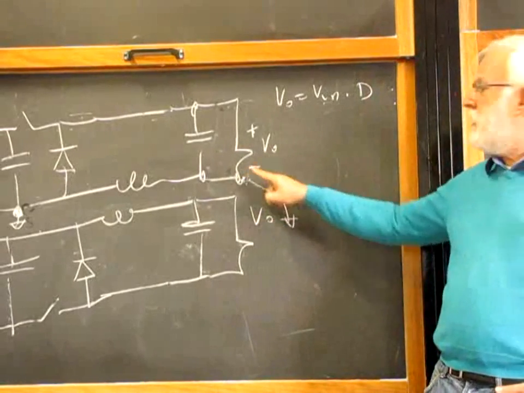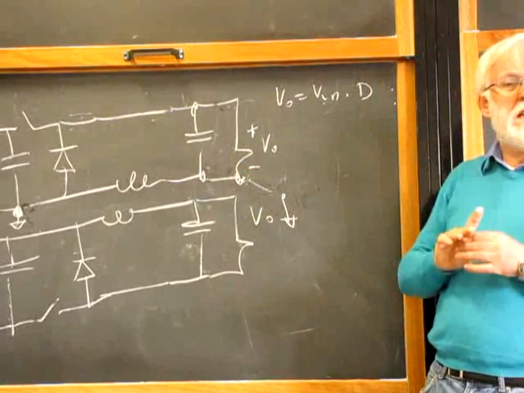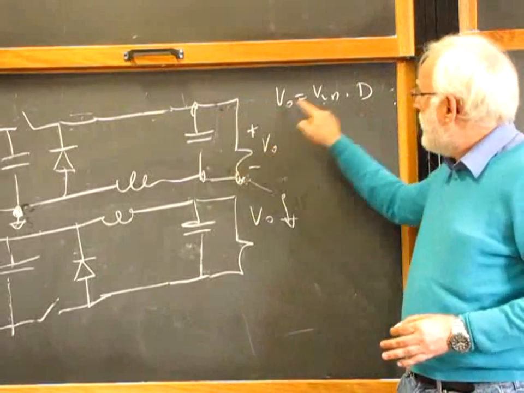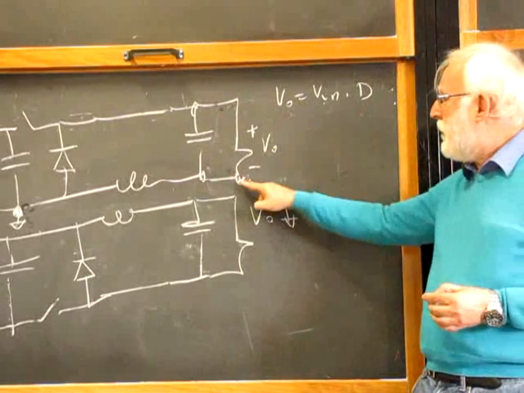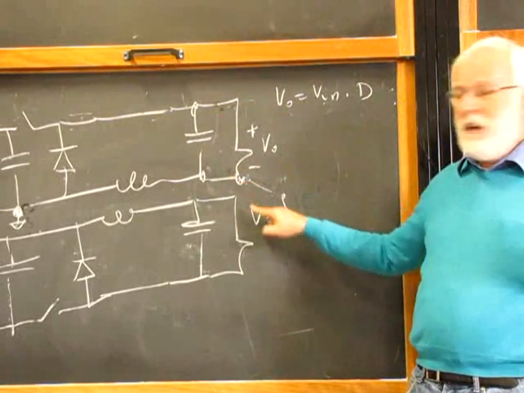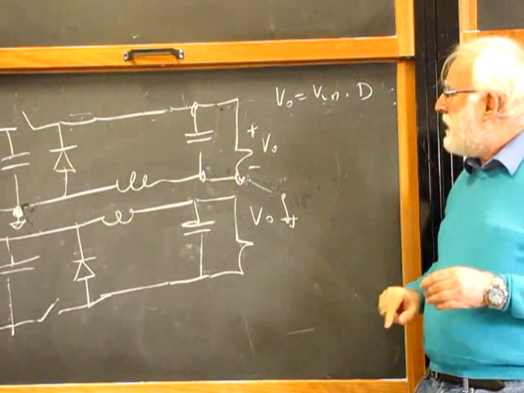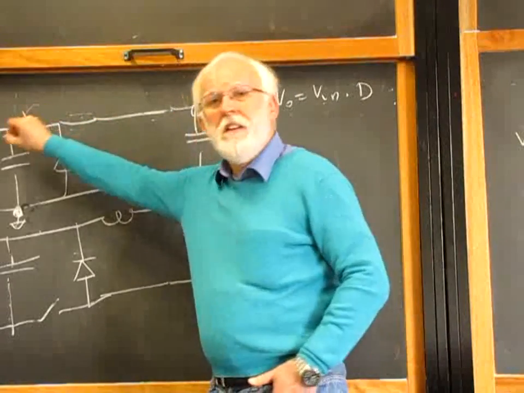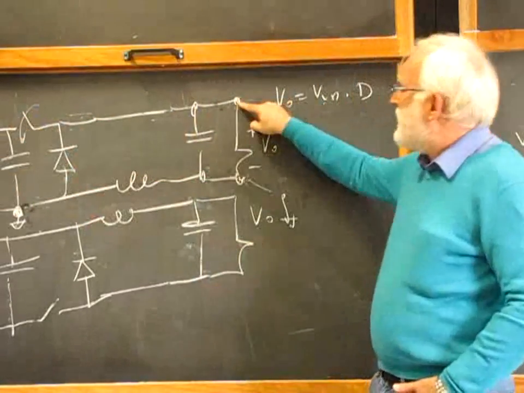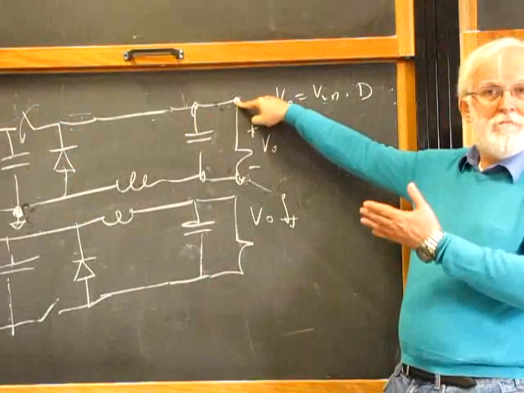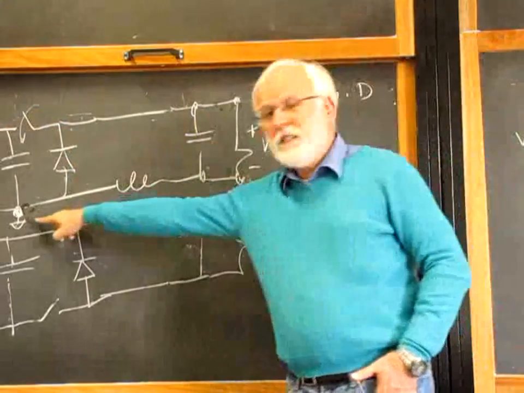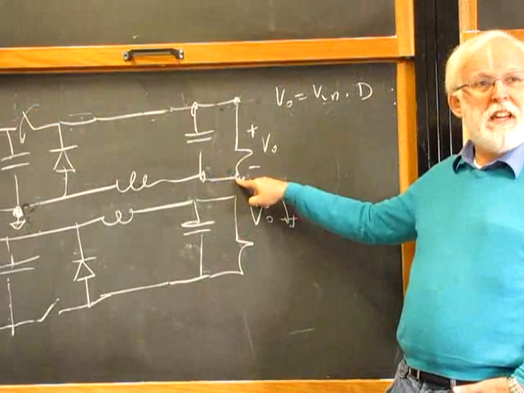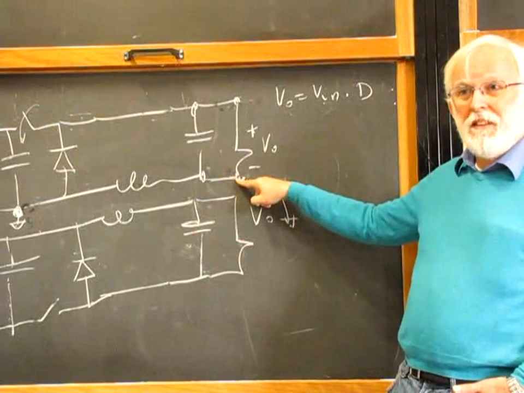A voltage that your load does not see, because the load is short-sighted. The load only sees the difference across it, and the difference across this is right. But if you look at the voltage on one side of the load with respect to the ground, what happens is that when the switch is closed, the voltage over here is, with respect to this point, V in.